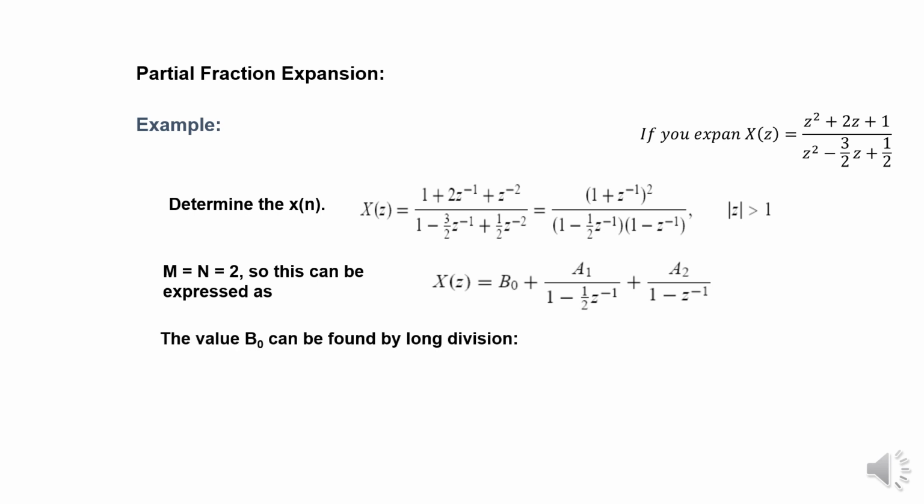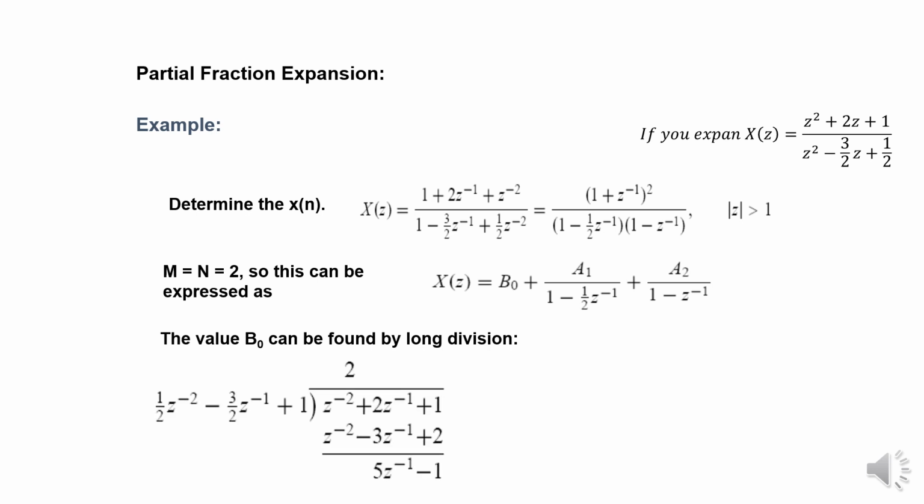So B naught can be found by long division. Can you see this long division? I am dividing z to the power minus 2 plus 2z to the power minus 1 plus 1, which is the numerator of X(z), by the denominator of X(z), which is 1 over 2 z to the power minus 2 minus 3 over 2 z to the power minus 1 plus 1.